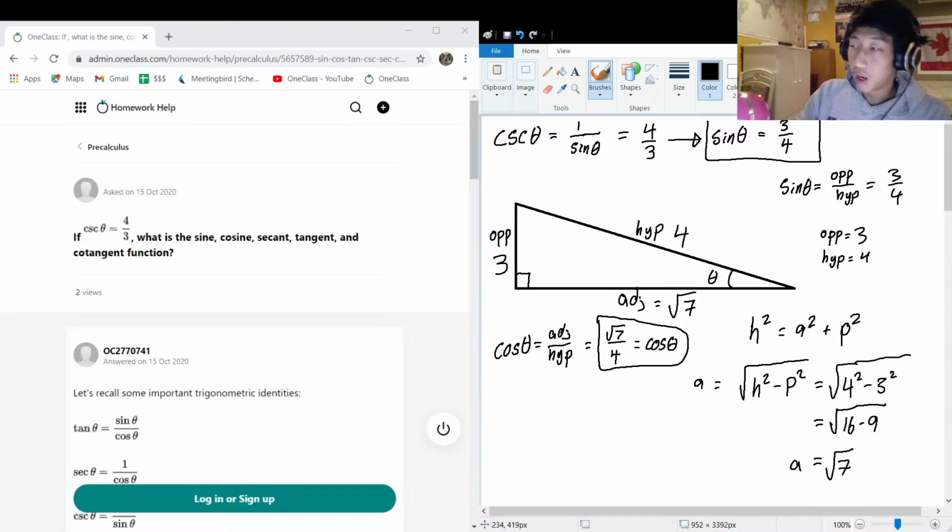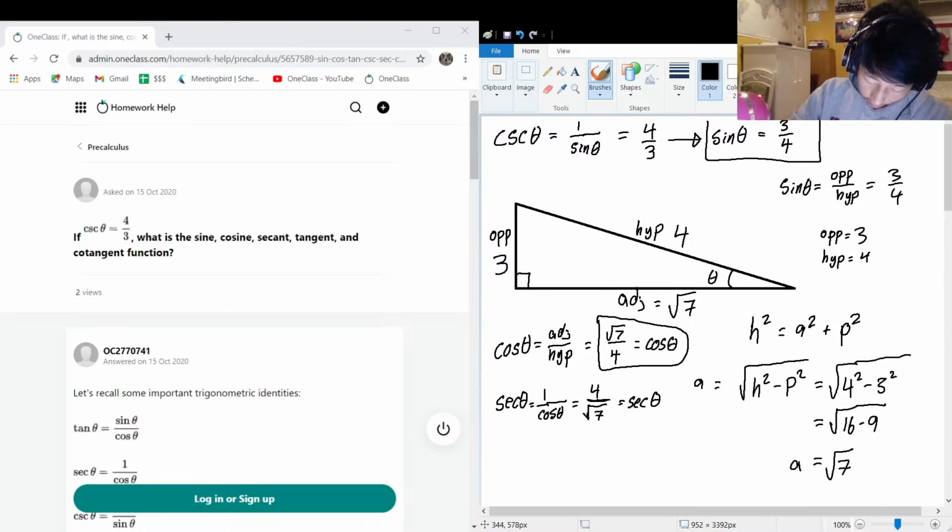Something we know about cos theta: you know how cosecant was the inverse of sine theta? Well, secant is the inverse of cos theta. So secant is equal to 1 over cos theta, which is just the inverse of root 7 over 4. So that's 4 over root 7. This would be secant of theta, 4 over root 7.